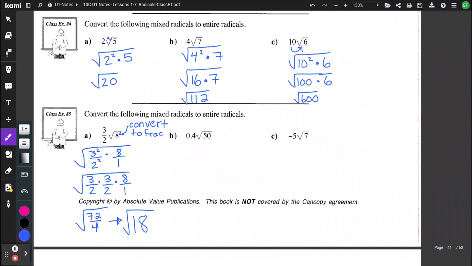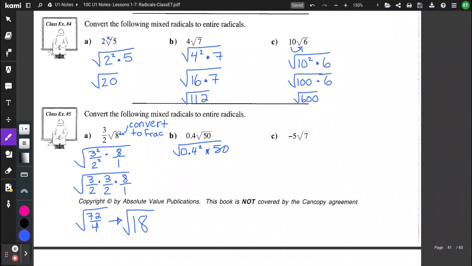Okay, B, it's a decimal. Nothing changes. Everything stays the same. So I'm going square root 0.4 squared times 50. I'm going to put a times sign instead of a dot because I'm using a decimal there. Remember, those big fat dots in between numbers actually mean multiply. But when I've got a decimal number, I'm going to use an X.